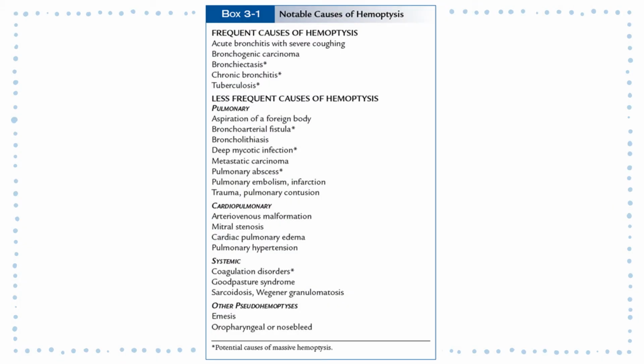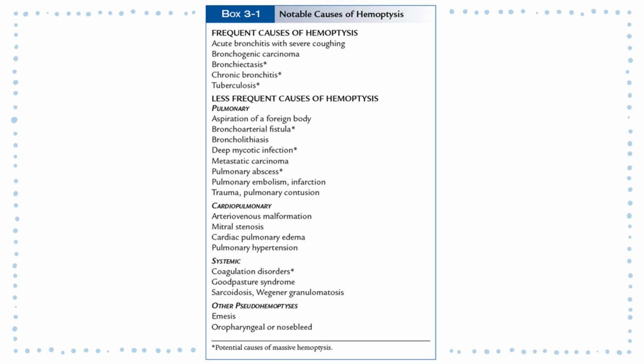All right, kind of another little slide there, just talking about some of the more frequent causes of hemoptysis. Again, chapter 3 in Wilkins. Acute bronchitis with severe coughing. Again, cancer, sometimes bronchiectasis. These are potential causes for massive hemoptysis, chronic bronchitis, TB, and then some of the less frequent causes, pulmonary-related ones, cardiopulmonary, more systemic things, and other.